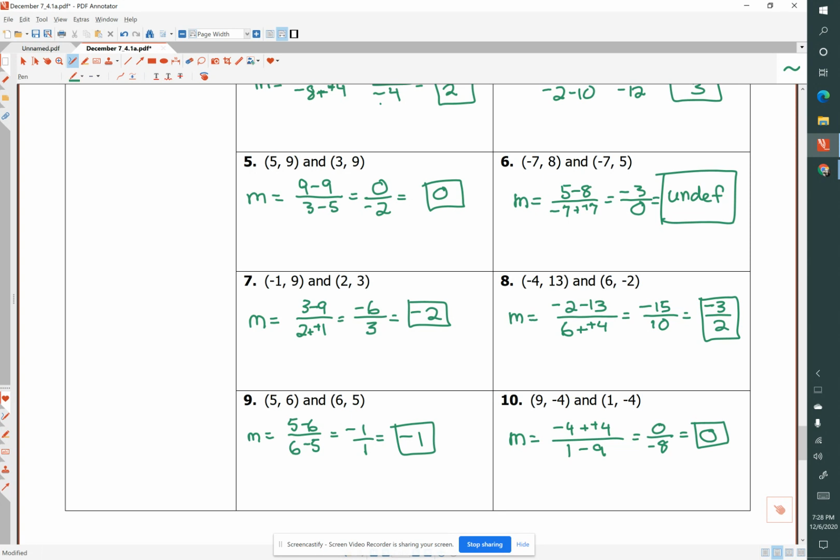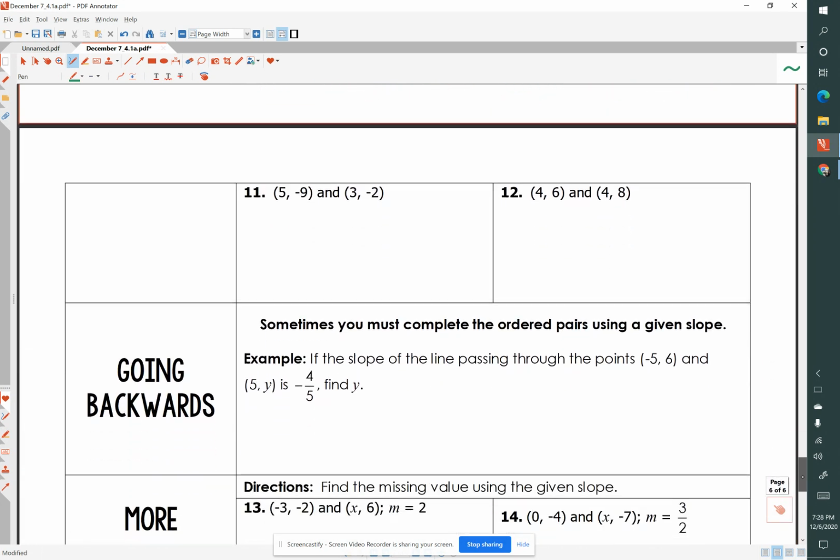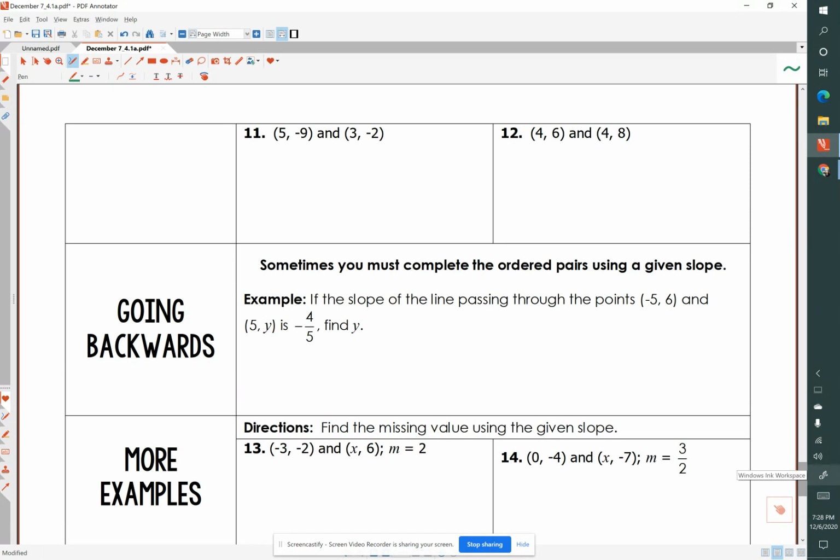And the last two are on the next page. Slope equals negative 2 minus negative 9 divided by 3 minus 5. So negative 2 plus 9 is 7. 3 minus 5 is negative 2.